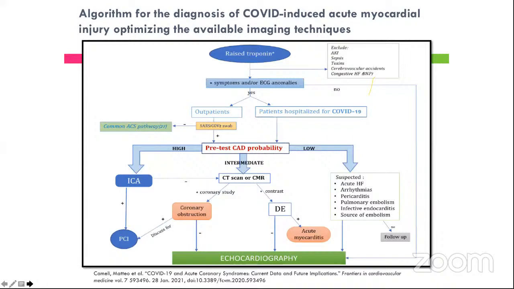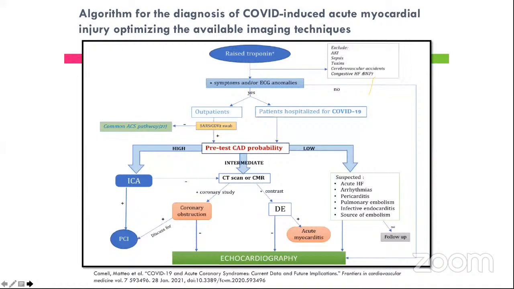But if the patient has significant suspicion of COVID or his swab is positive, then we have to decide whether he goes for the invasive arm or non-invasive arm. If the patient has significant ECG abnormalities, a large infarct, he goes for invasive coronary angiography and undergoes PCI as required. If the patient does not have a high suspicion of coronary occlusion, then he goes for CT scan and cardiac MRI.